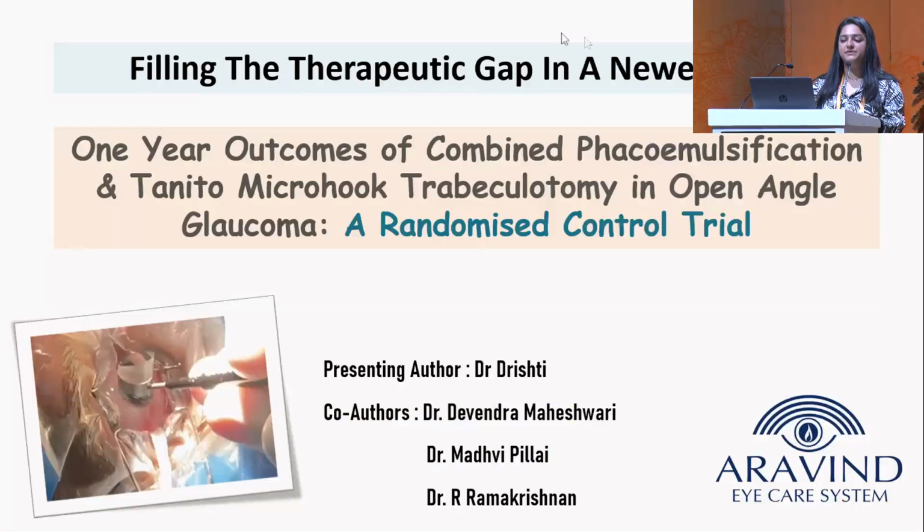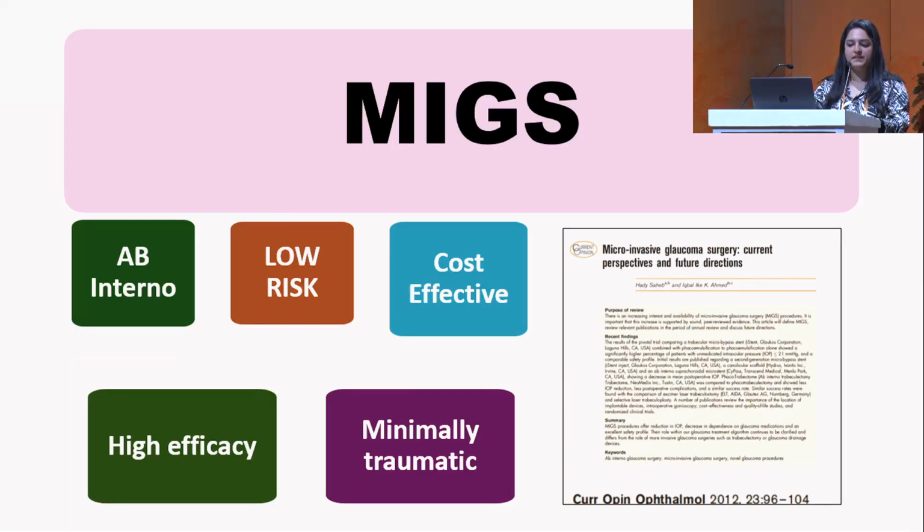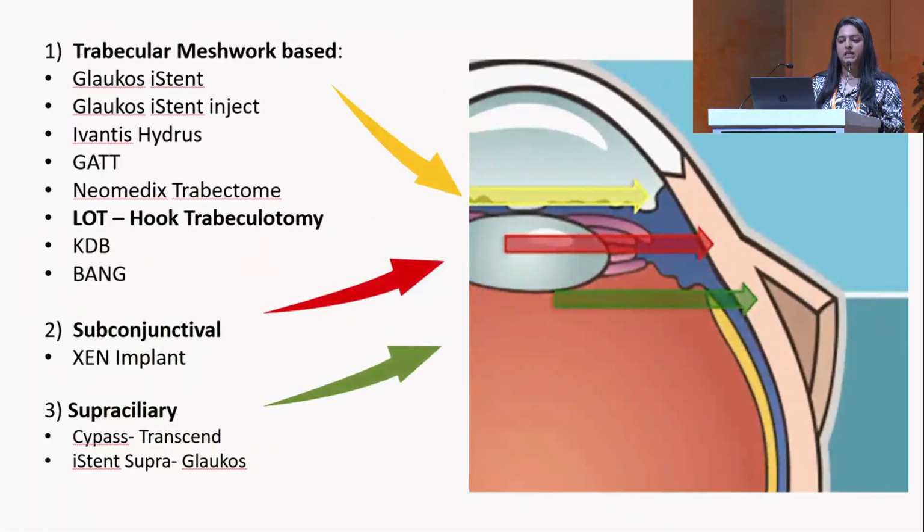My topic is 1-year outcome of combined phacoemulsification and ab interno microhook trabeculotomy in open-angle glaucoma, a randomized controlled trial. I have no financial disclosure. Minimally invasive glaucoma surgeries are ab interno, low risk, cost-effective, highly efficacious, and minimally traumatic. These are known to bridge the therapeutic gap between pharmacotherapy and glaucoma filtering surgeries. Microhook trabeculotomy comes under trabecular meshwork based MIGS procedures.